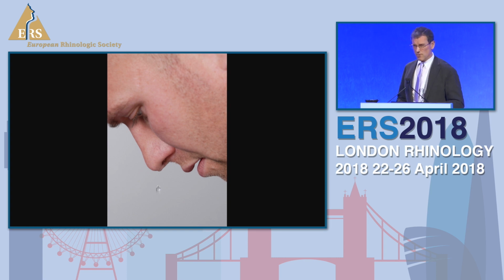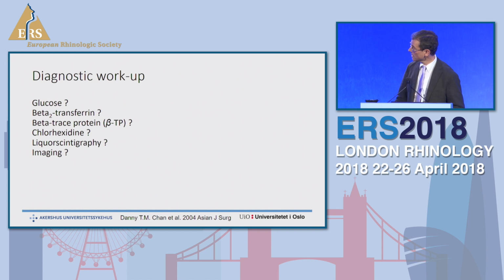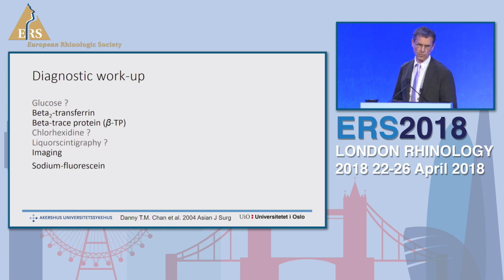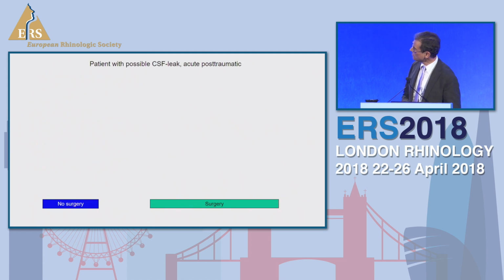May I take you along? This might be a little bit boring now, the next 5 minutes, just to show you our approach in respect to which biomarker we are using or which might be recommended, and what is actually the role of imaging, like CT or MRI, and also, last but not least, when should you use sodium fluorescein? I will let you know which slides are useful to take a picture of.